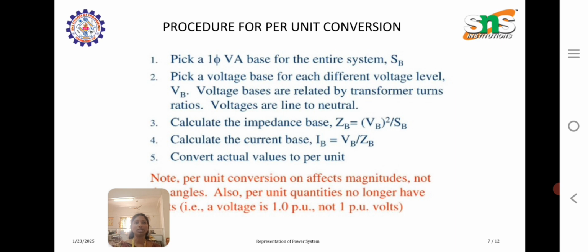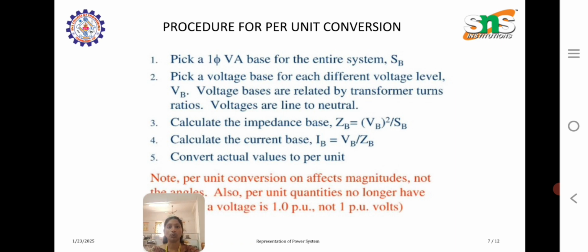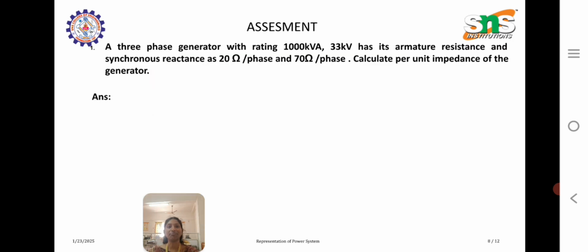Per unit conversion affects magnitudes, not the angles, and per unit quantities no longer have units. We mention it like 1 per unit. It is not like 1 per unit volts; it is only per unit. So this is the general conversion of per unit.